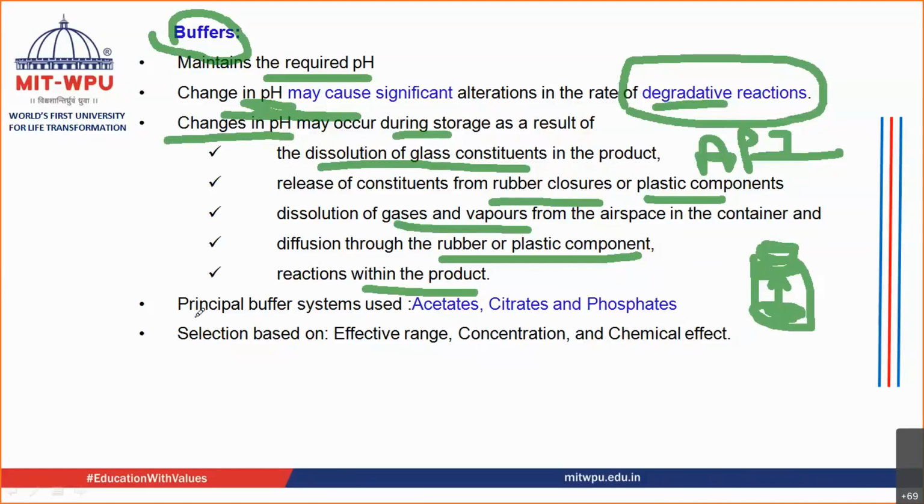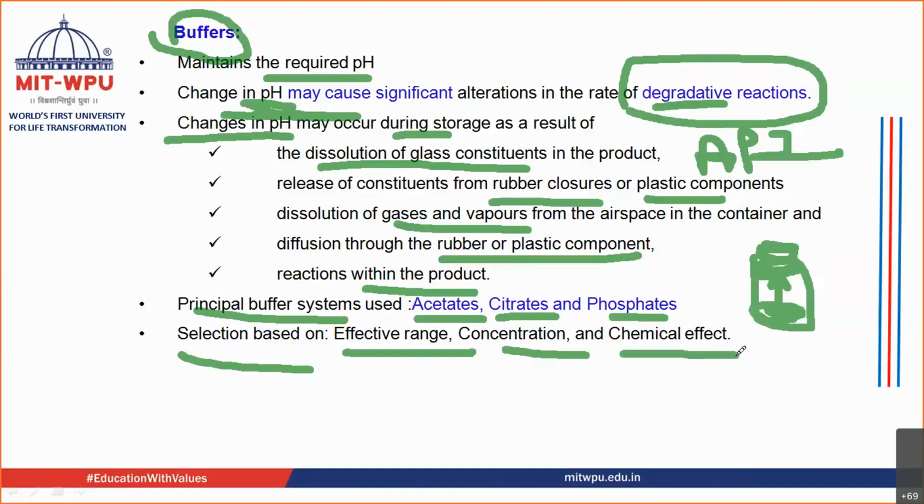What are the different buffer systems that are used? You have studied it very well in your organic and inorganic chemistry. Those are acetate buffers, citrate buffers, phosphate buffers, any type of buffers whichever is suitable for your formulation, those can be used. The selection of these buffers, which one you are going to choose, is based upon the effective range, upon the concentration, and it also depends upon the chemical effect. So depending upon these, you are going to choose a buffer.